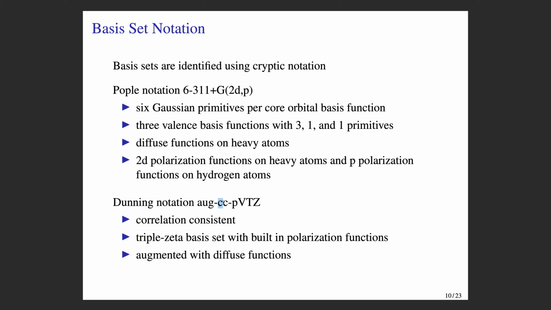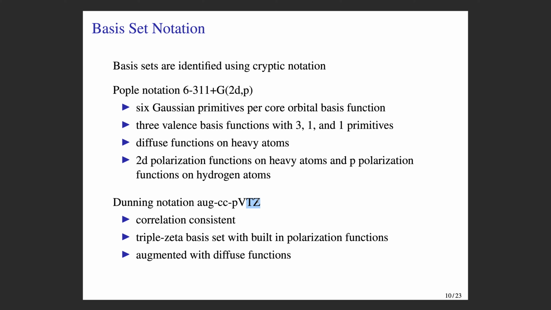A different type of notation is called the Dunning notation. Here, the CC stands for correlation consistent. We'll talk about electronic correlation later when we go through different methods for calculating the electronic structure of a molecule. Here, the P, I think, means that the polarization is built into the basis set, so you don't get to choose the polarization functions like we've done here. So you could swap this out with 2dF and include additional F functions in this basis set here. Here the polarization has been tuned, it's been built into the basis set already.